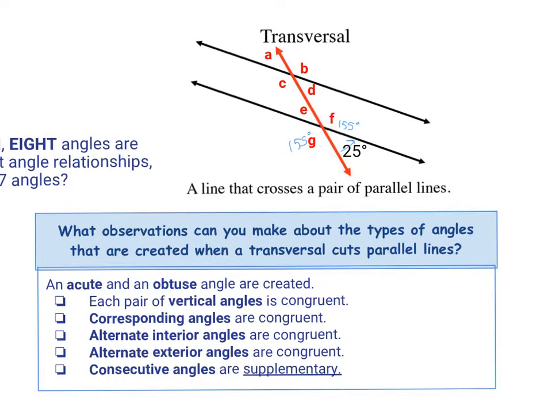And because of the relationship between those angles to one another, we can also make the following statement. All vertical angles are congruent, so that would be E and 25, B and C, A and D, F and G.